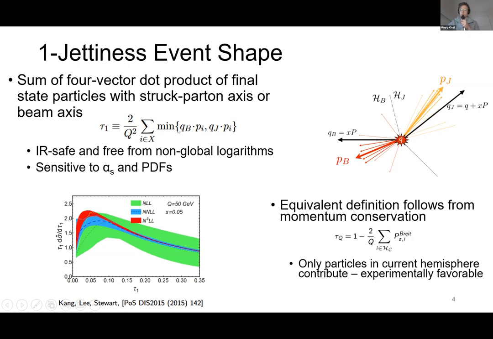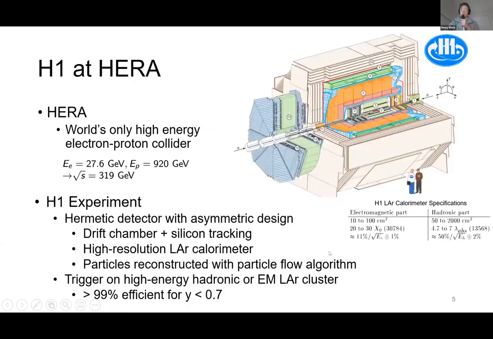What this observable is, is the minimum dot product of every particle in the event with one of two vectors. These two vectors are defined by basically the beam and then some jet axis, which is defined by the kinematics of the event. And there's an equivalent definition that follows from momentum conservation, which is more or less just the sum of the longitudinal momentum in the Breit frame with a normalization factor. And it's nice because in this definition, only particles in the current hemisphere contribute, which is experimentally favorable.